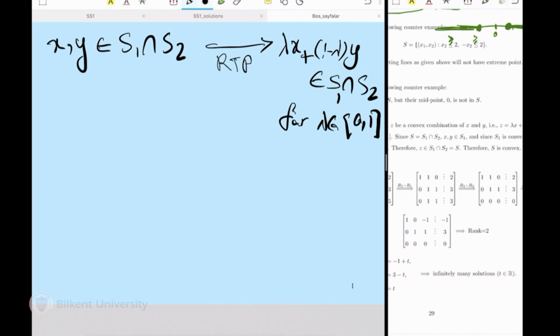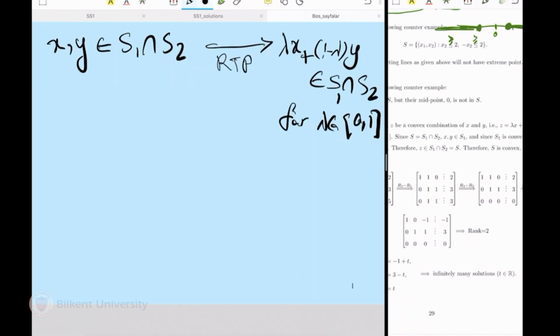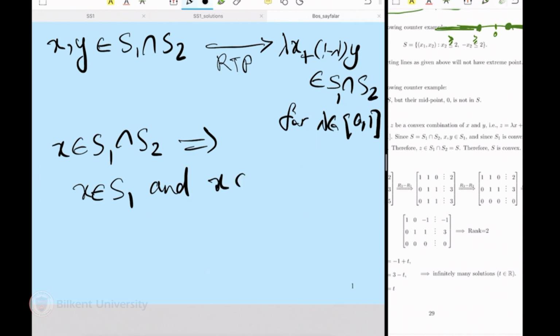So when I say x is inside S1 intersection S2, in terms of the mathematics, I know that it means x is in S1 and x is in S2. I can say the same thing for y. Let's add y here.